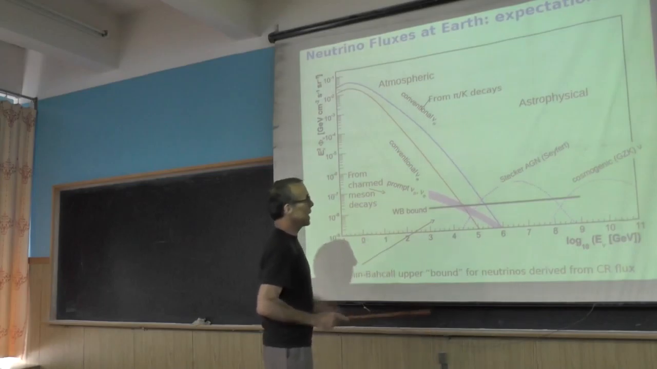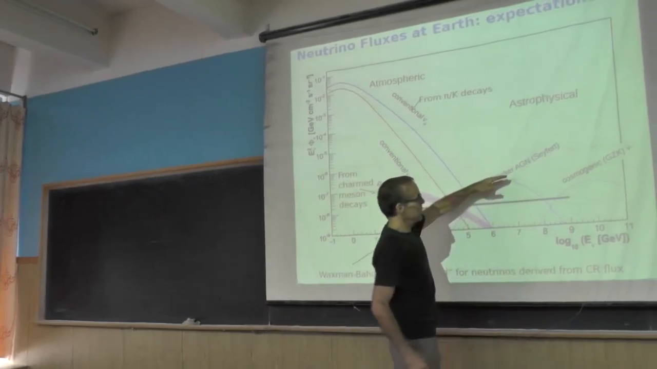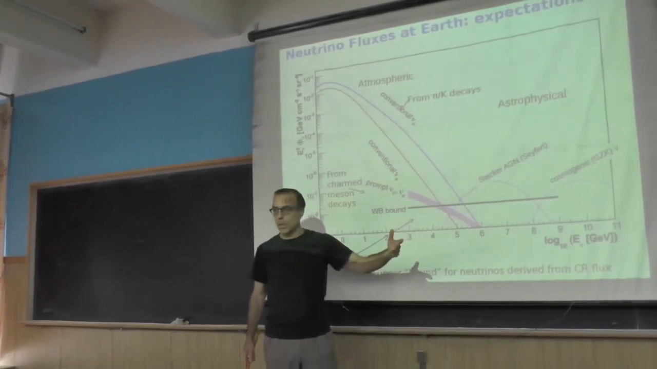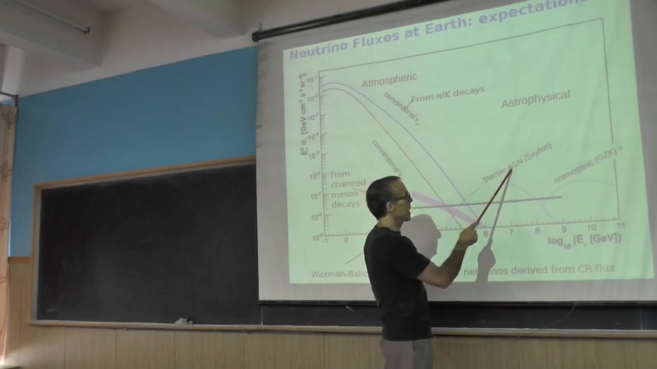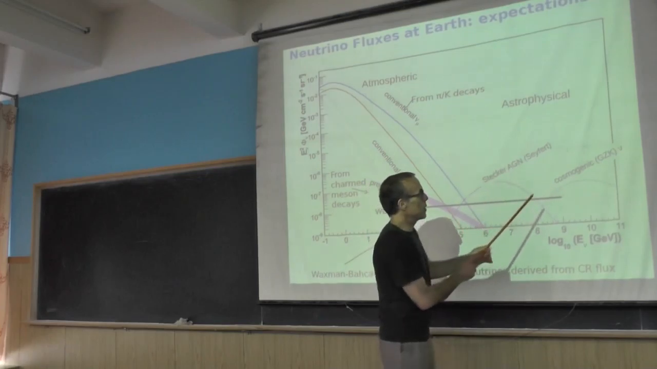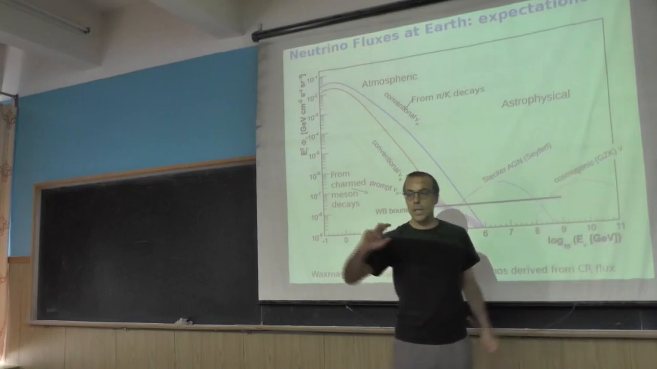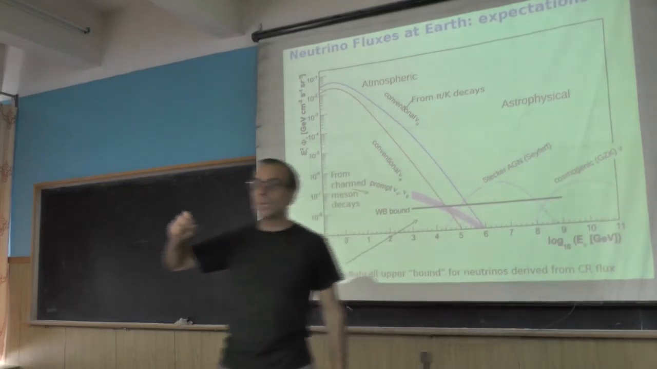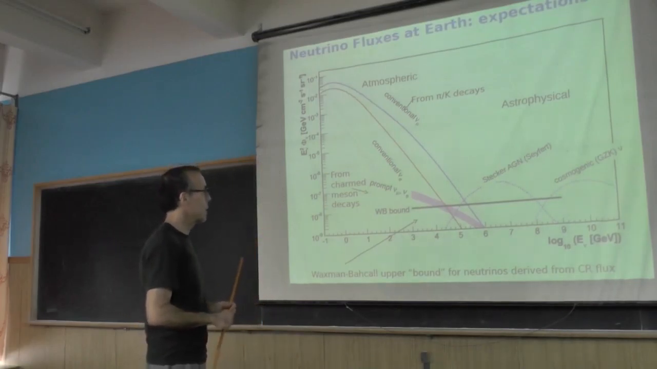Okay, in addition to that, there are the so-called astrophysical sources, and of course we don't know what these are a priori, but we can model them. This is somebody's model of an active galactic nucleus. And then there are the cosmogenic neutrinos that we talked about yesterday that come from interactions of ultra-high energy protons with the cosmic microwave background.